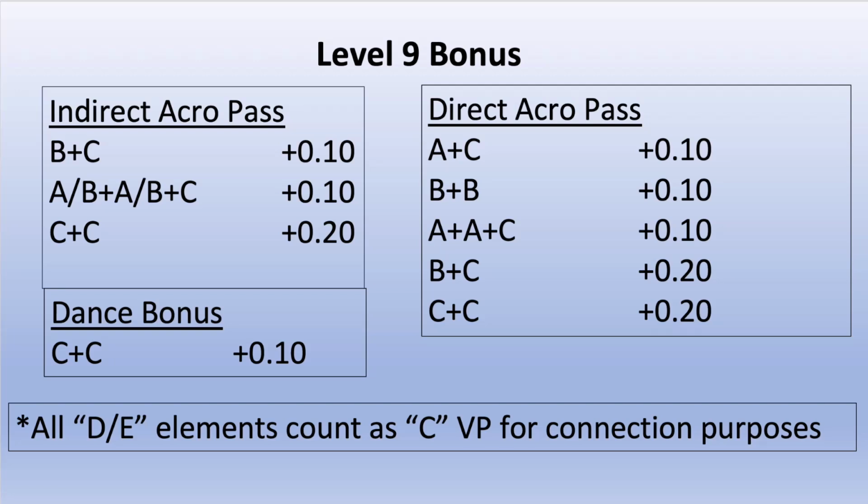The newest one is the indirect acro pass B plus C for 2/10. And that came about last year. And do remember that all of your D and E elements count as C's for connection purposes.